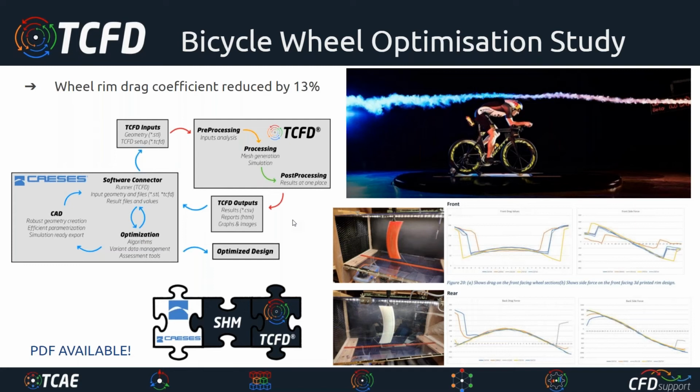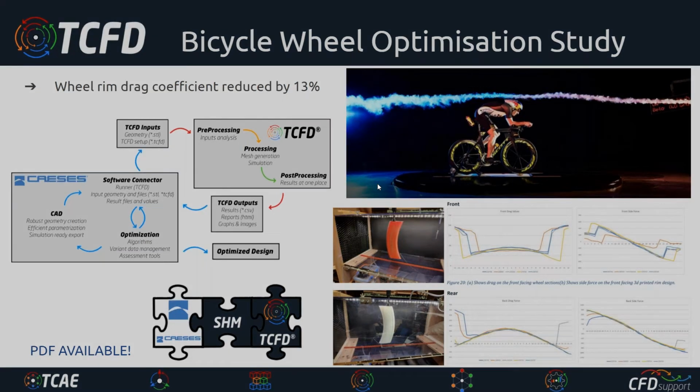And later a small section of the bicycle rim was tested and optimized using the CAD software and TCFD software all together in a joint workflow. And again, the results were compared with the wind tunnel testing. So the CAD software was used to generate the geometry, and TCFD was used to make the simulations. Okay, once again, the details are available in a separate PDF report.